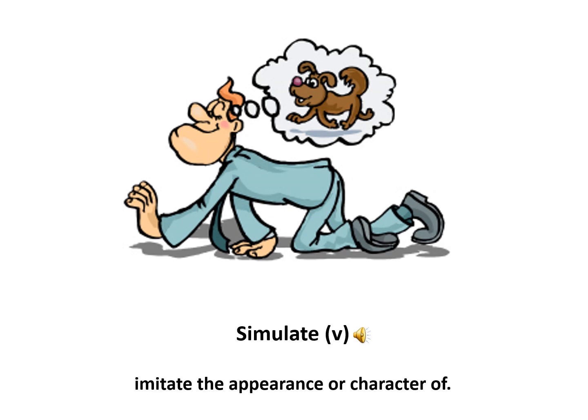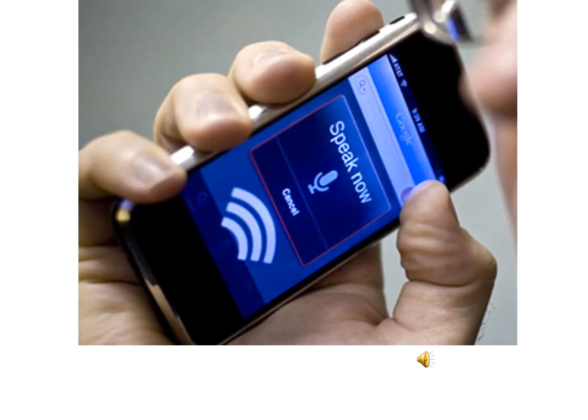Simulate. Simulate means imitate the appearance or character of. Simulate, imitate the appearance or character of، والتي تعني باللغة العربية يقلد. يقلد simulate. Next one.